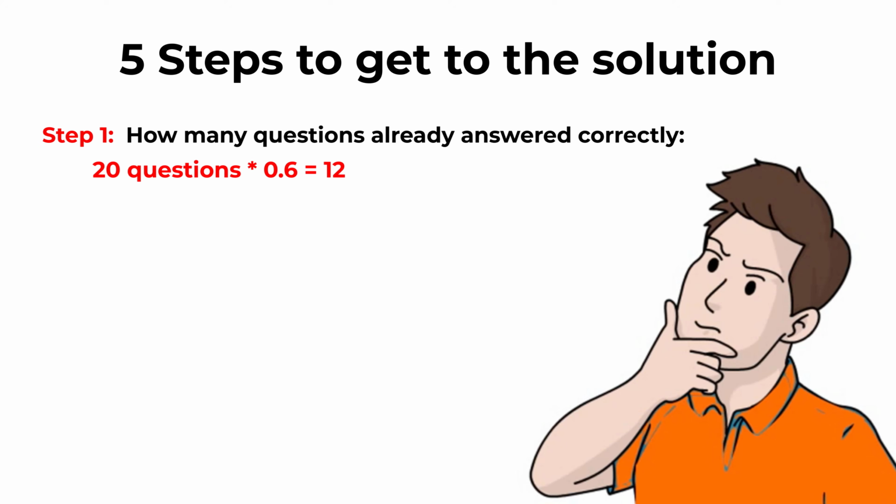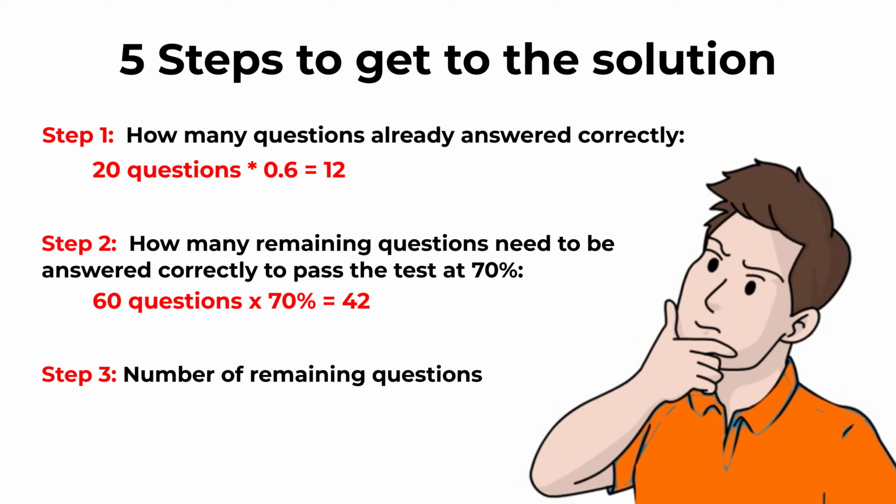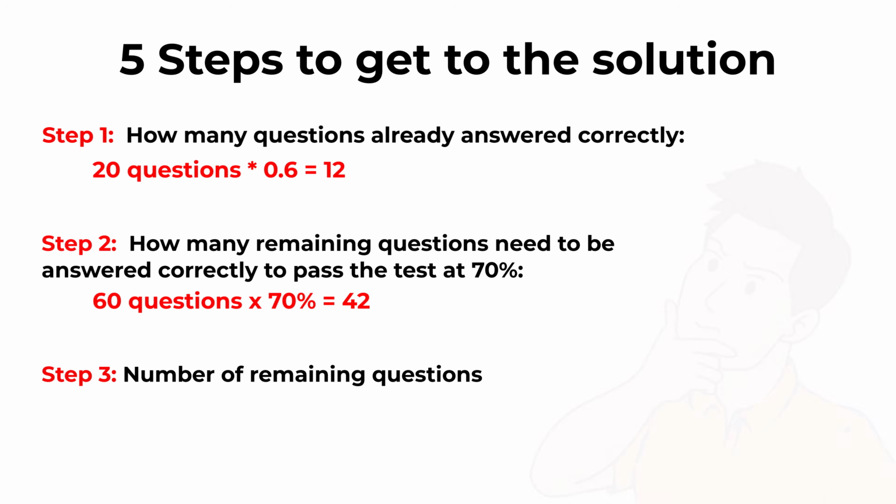In the next phase, we need to determine how many questions in total need to be answered correctly to pass the test at 70% rate. So if there are 60 questions total on the test and we need to pass it at 70% rate, we will get to 42 questions that need to be answered correctly to get a passing rate of 70%. In the next phase, we need to calculate how many questions remain on the test. To do this, we need to subtract 20 from 60, and it tells us that 40 questions are still remaining.